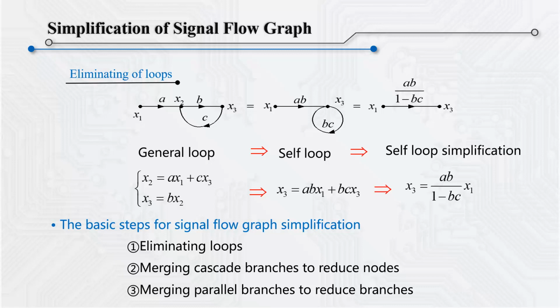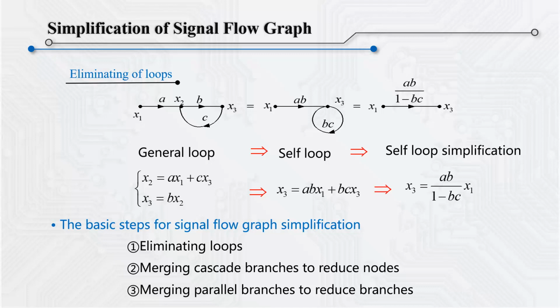In this simplification operation, it seems that the branch B is split into two branches. One cascades with the branch A to form an equivalent branch AB. The other cascade with branch C to form the self-loop BC. After this, we can further simplify the self-loop to get the final result, in which the self-loop is actually equivalent to the branch 1 over 1 minus BC.